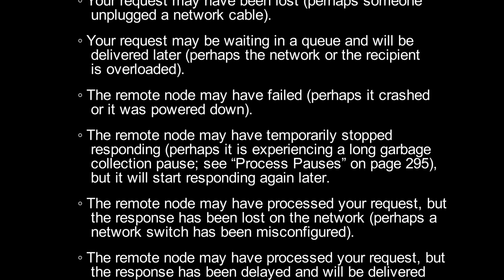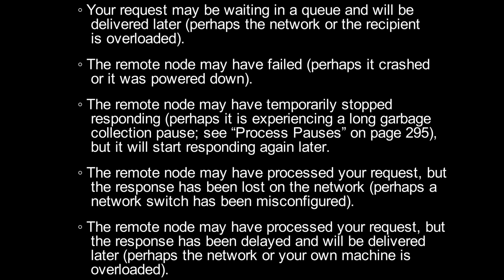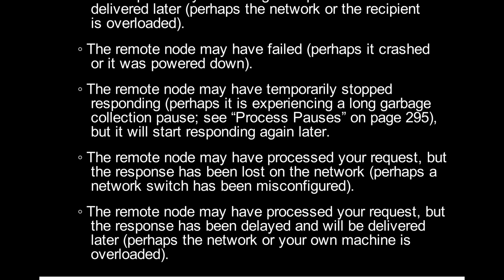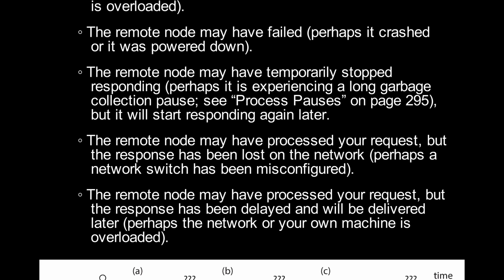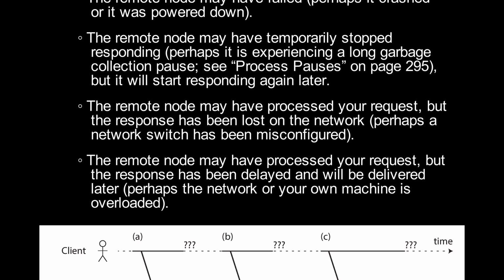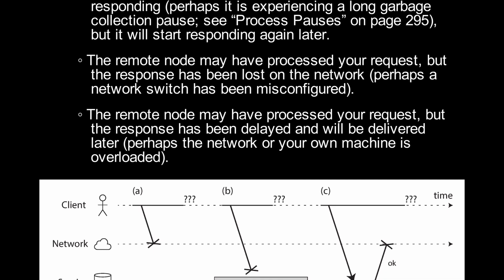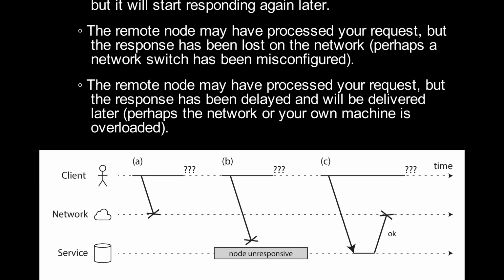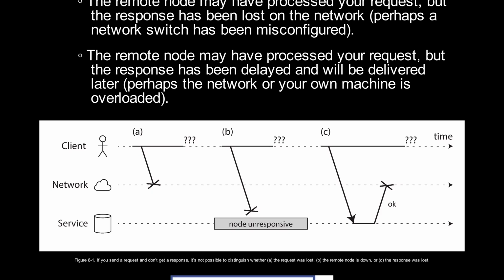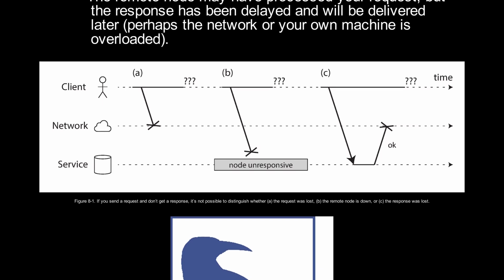But it will start responding again later. The remote node may have processed your request, but the response has been lost on the network. Perhaps a network switch has been misconfigured. The remote node may have processed your request, but the response has been delayed and will be delivered later. Perhaps the network or your own machine is overloaded. Figure 8-1. If you send a request and don't get a response, it's not possible to distinguish whether A, the request was lost, B, the remote node is down, or C, the response was lost.